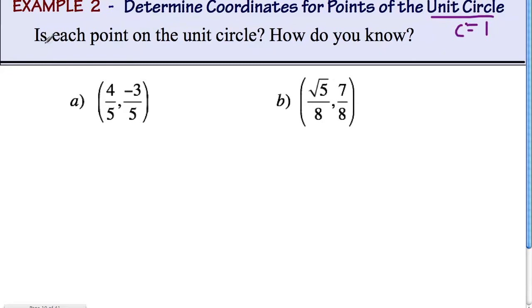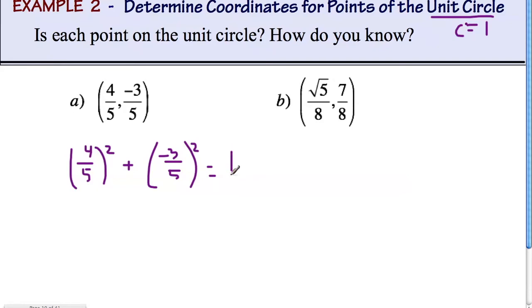So how do I know if these points are on the circle? Well, it's just Pythagoras. Remember, a squared plus b squared equals c squared. So I'm going 4/5 squared, and I add it to negative 3/5, I square that. And it has to equal 1. If it doesn't equal 1, it's not on the unit circle.